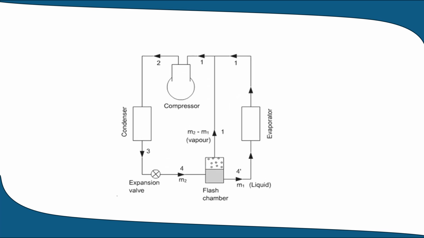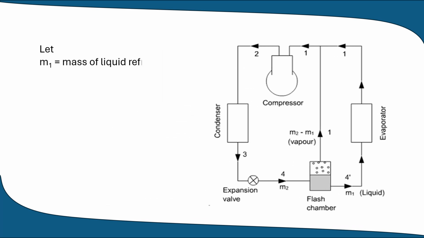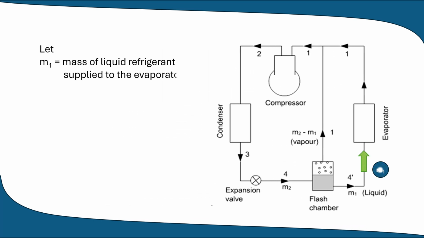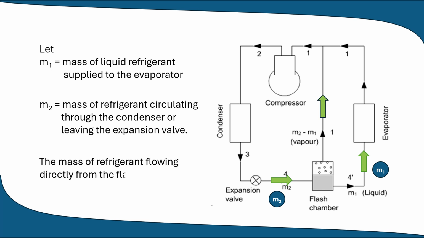We will now determine the refrigerating effect, compressor work, and coefficient of performance by first establishing the relationship between mass flow rates. Let M1 equal the mass of liquid refrigerant supplied to the evaporator, and M2 equal the mass of refrigerant circulating through the condenser or leaving the expansion valve. Then, the mass of refrigerant flowing directly from the flash chamber to the compressor is M2 minus M1.